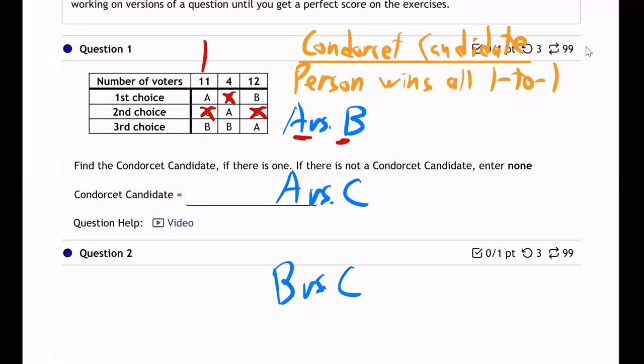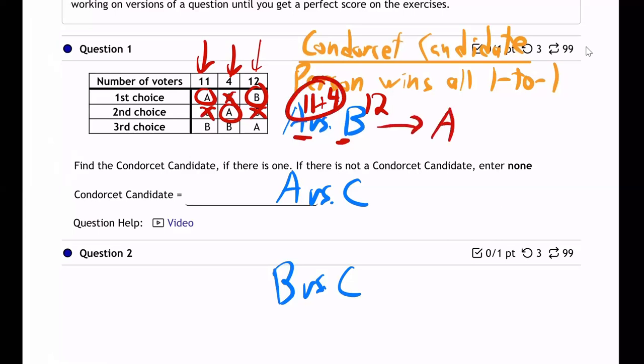Well, these 11 people, they'd like A better, huh? So that's 11 for A. These 4 people, who would they like better? A also, that's another 4 for A. And then these 12 people, who would they like better? B, that's 12 for B. So who would win in that matchup? They prefer A, because A is 11 plus 4, 15. If it just comes down to A and B, the people would prefer A, wouldn't it? Okay, so that's a 1.